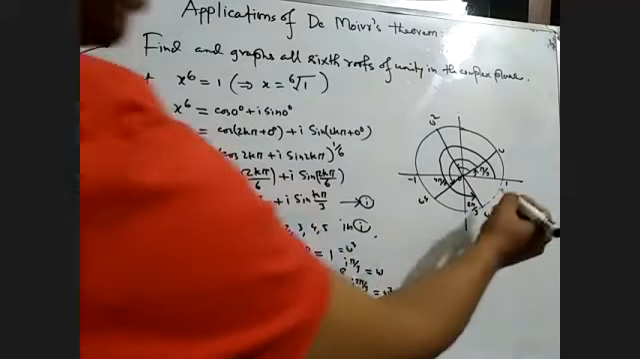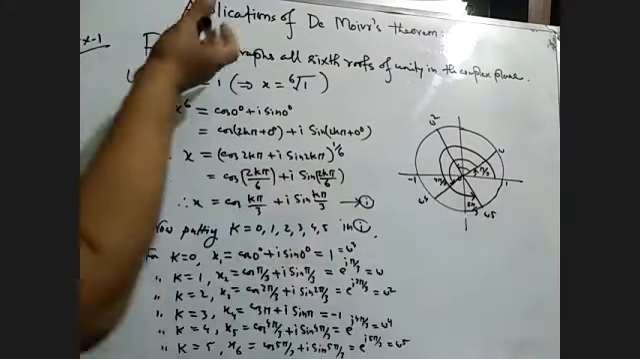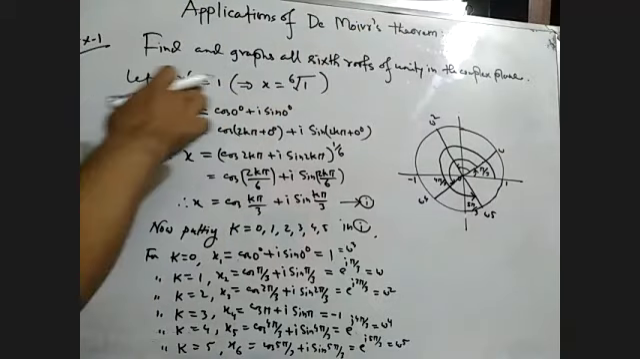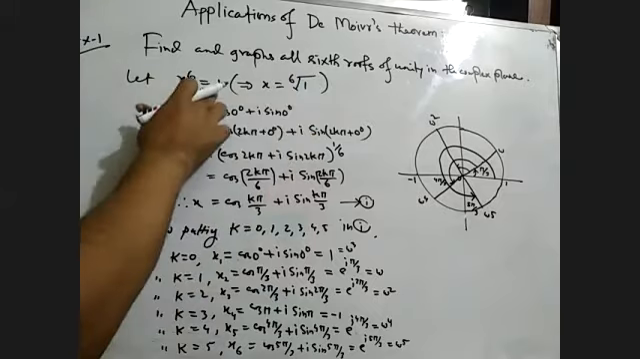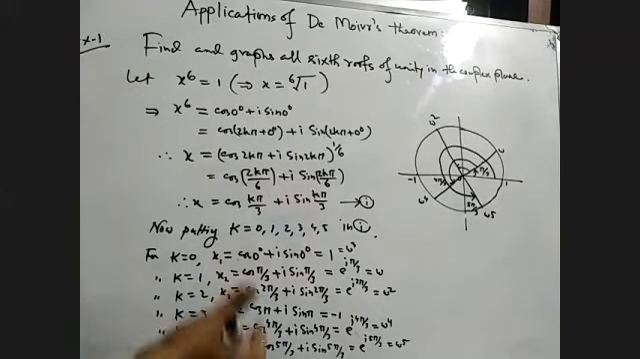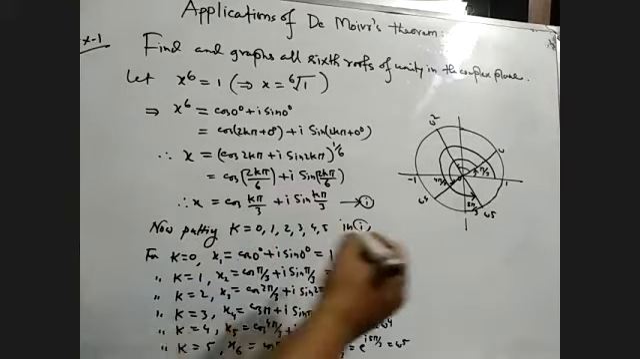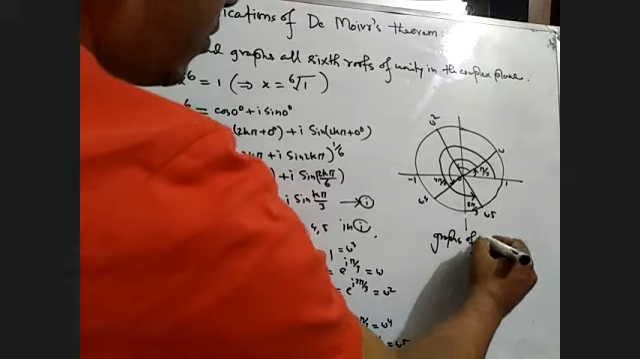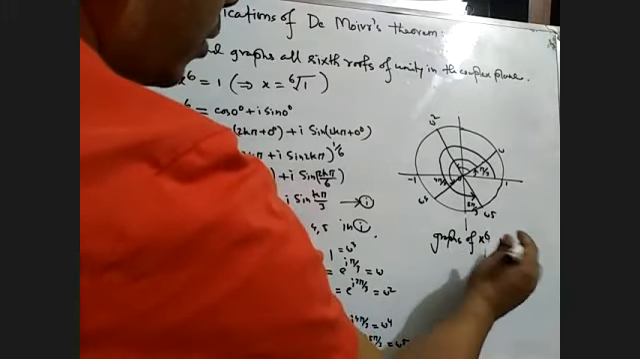This is the actual graph of the complex plane for the sixth roots of unity. Sixth roots of unity equals to what? x equals sixth root of 1. That means x to the power 6. Highest power of the variable indicates the number of solutions. There are 6 solutions, and this is the required graph. Graph of what? x to the power 6 equals 1.